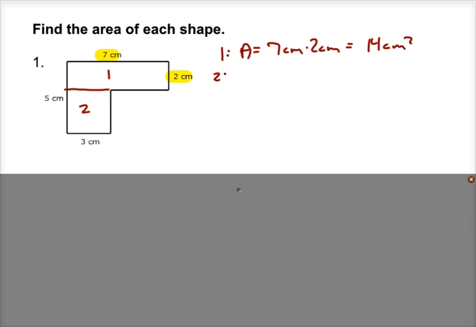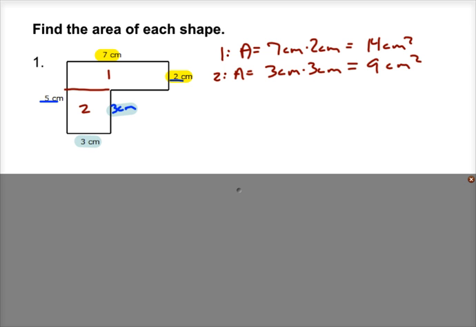Now for shape 2. I know the area down there is also going to equal base times height. And I see the base, but I don't know what the height is. So I have to look. Well, if the entire height is 5 centimeters, and the top piece is 2 centimeters, then the piece that would be left over for my height is going to be 3 centimeters. So my base times my height will be 3 centimeters times 3 centimeters, which is 9 centimeters squared.